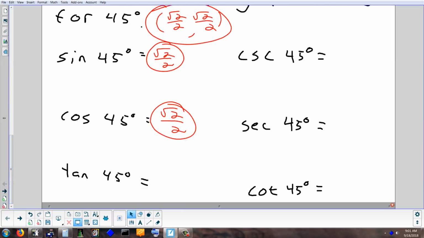Tangent. Is that like square root of 2 over 2 over square root of 2 over 2? Yep, it's square root 2 over 2 divided by square root 2 over 2, dividing two things that are the same. So what do you get? 1. 1. Yep. And now, once you have the 3 on the left, what do you do with them to get the 3 on the right? You do what? Flip them. Flip them. Yeah, just flip them.